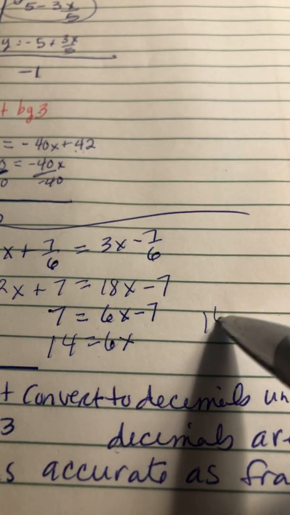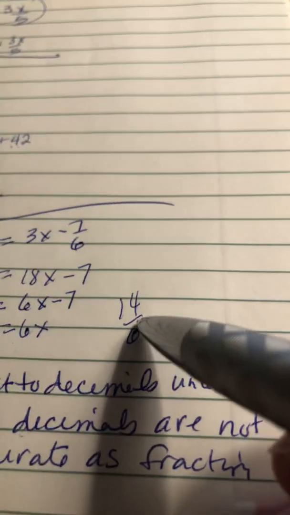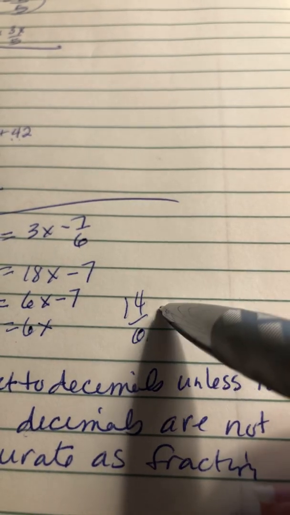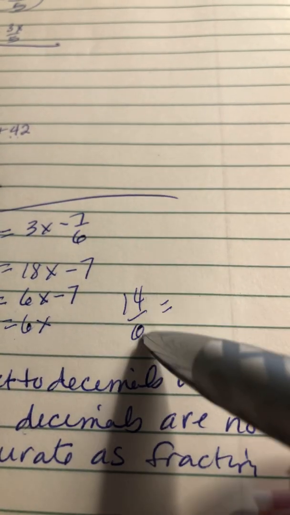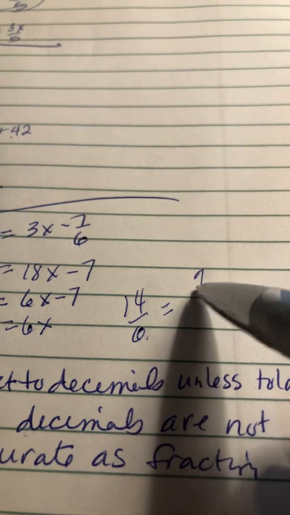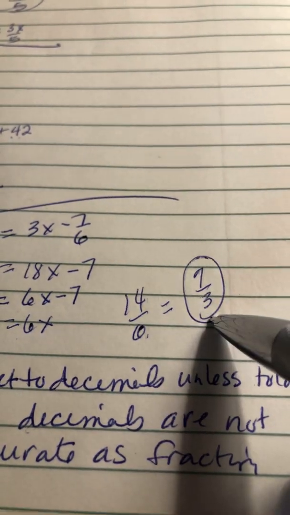So it gives me 14 over 6. And if you reduce that, both of those can be divided by 2. That's what they have in common, a 2. So we'll do 7 over 3, and that's how you get that answer.